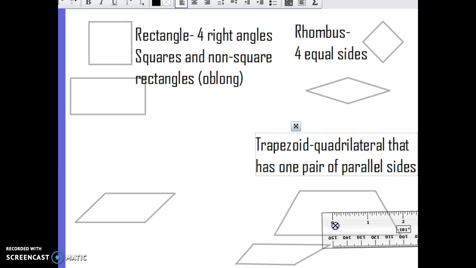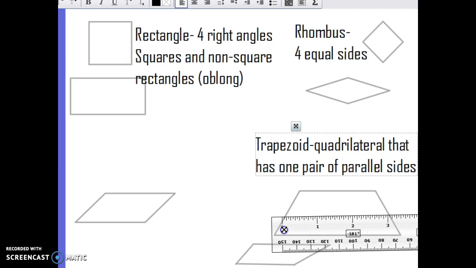Now we can use our eyes, but it is important to be able to show with a ruler that you can show why it's parallel.